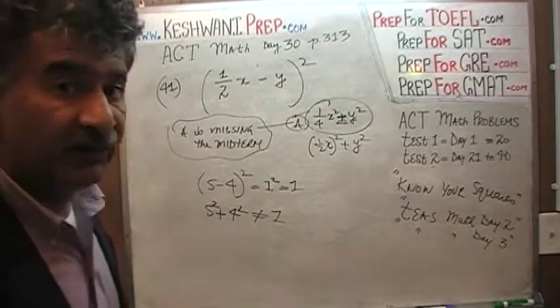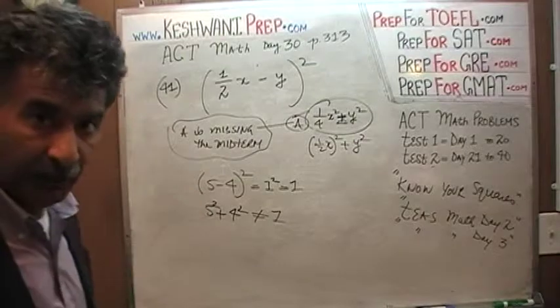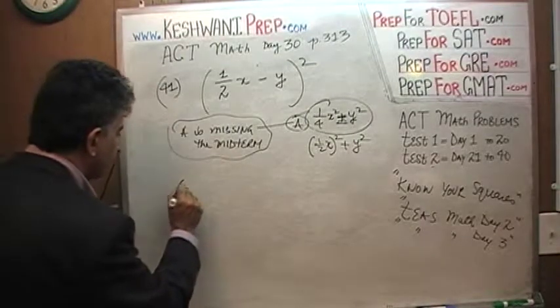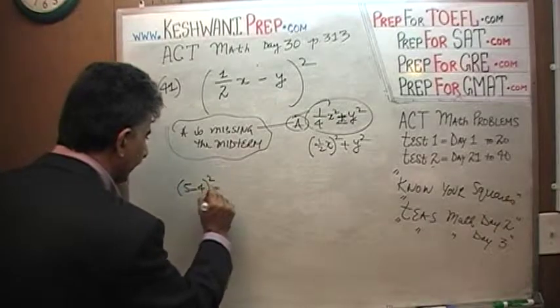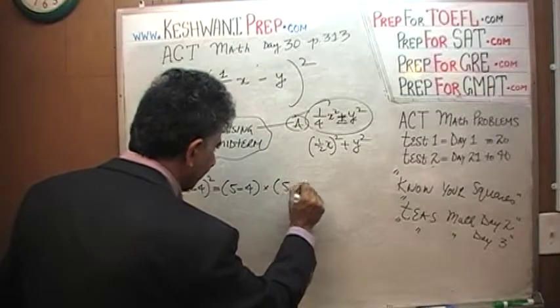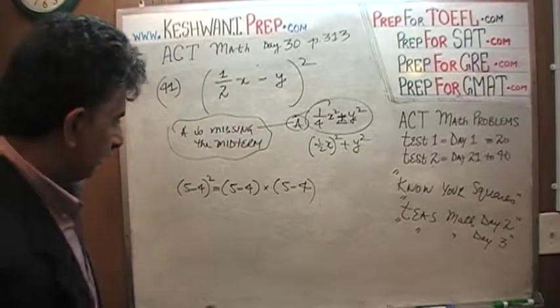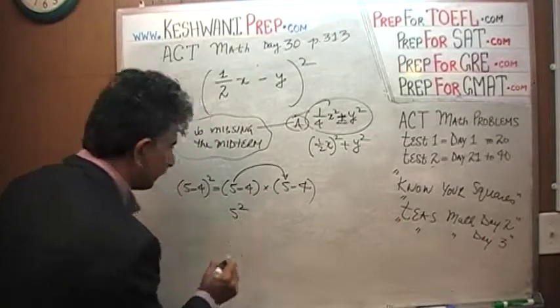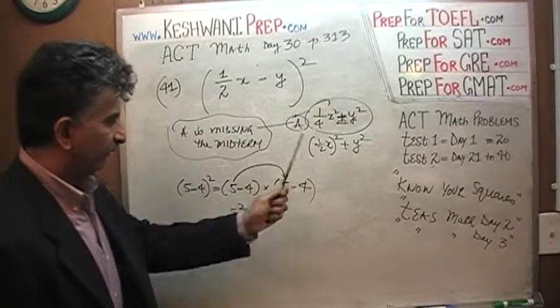Let's find out the missing midterm in this case, shall we? 5 minus 4 squared is the same as 5 minus 4 times 5 minus 4, isn't it? Which gives us 5 times 5, which is our 5 squared, which was this guy right here, 1/2 x squared.